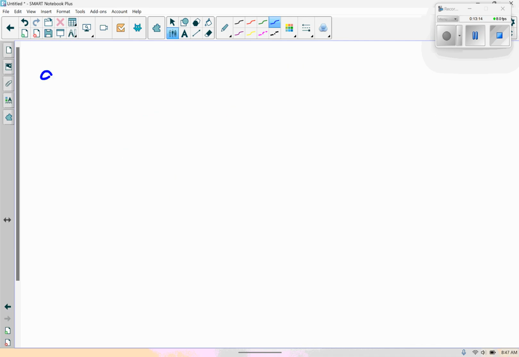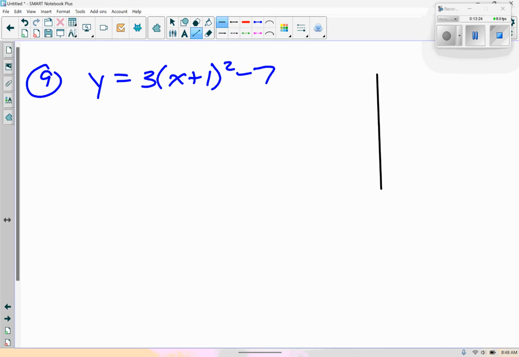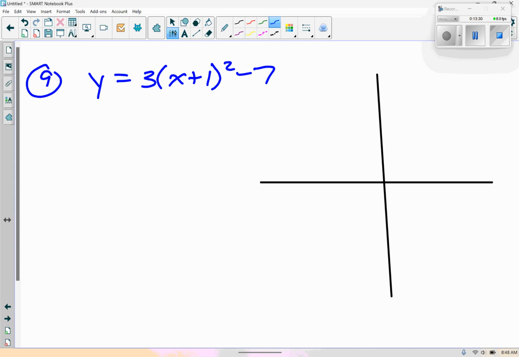Number 9, we have y equals 3 times (x plus 1) quantity squared minus 7. So let's get our vertex first. Opposite of that, same as that. So -1, -7.